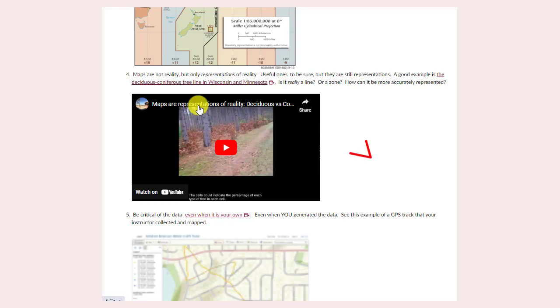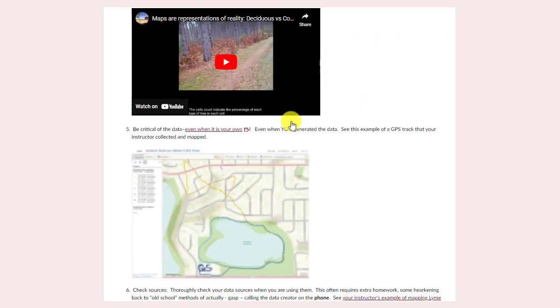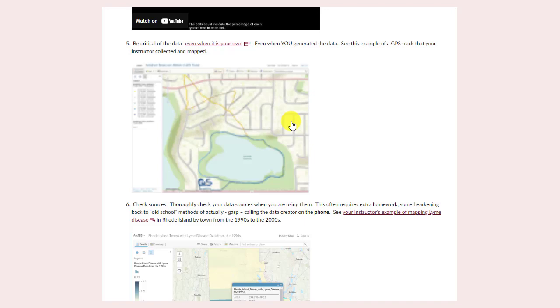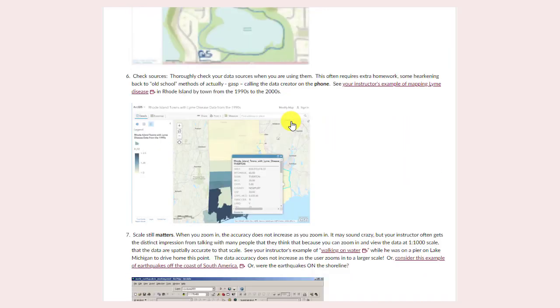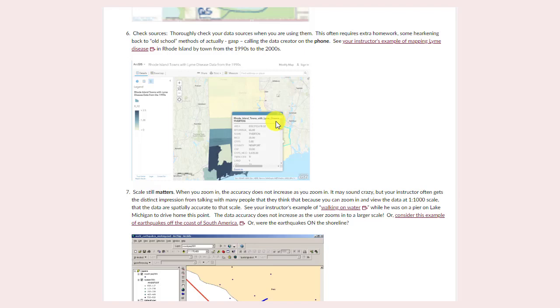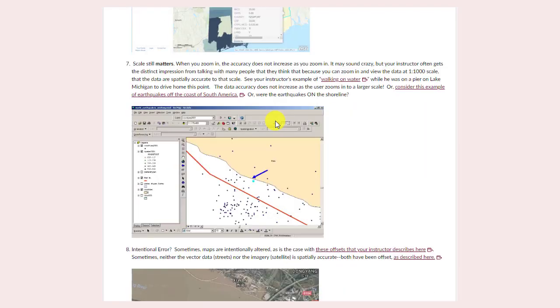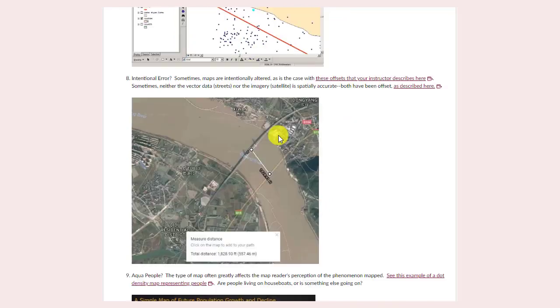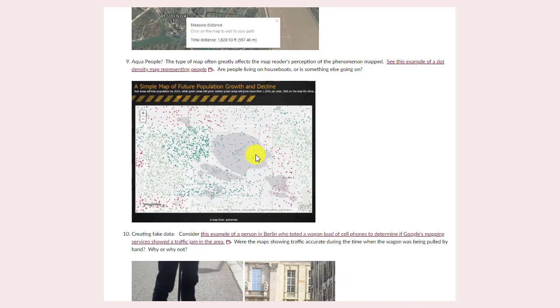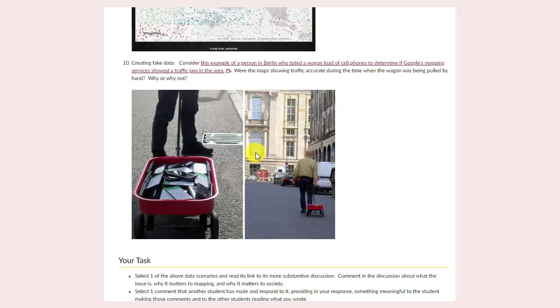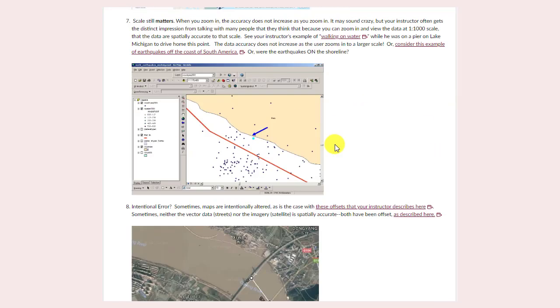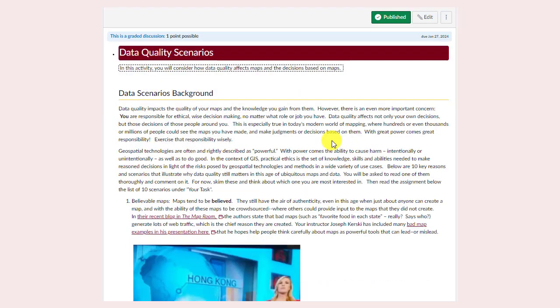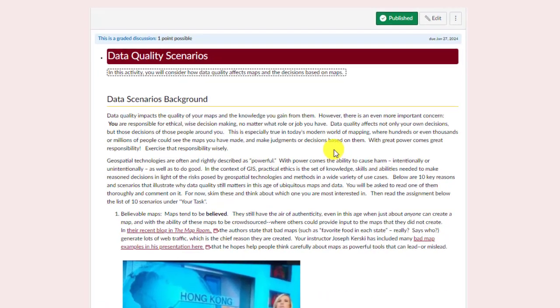You will look at the maps as representations of reality video, and ponder that. Be critical of the data, even when it is your own. Looking at metadata and mapping, in this case, health information, scale concerns, intentional offsets on maps, dot density maps and interpreting those, and also a very interesting story of a person toting around a wagon full of phones. What's that all about? Well, that's what you're going to explore in the data quality scenarios.